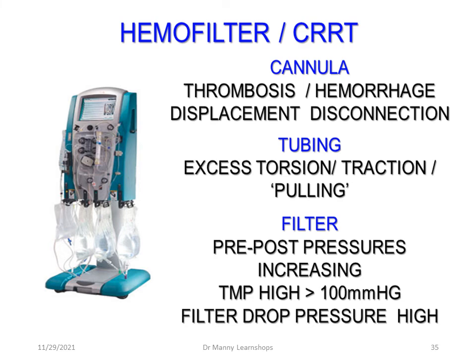Now, when it comes to the Hemo Filter or continuous renal replacement therapy, the cannula, you can have thrombosis and hemorrhage occurring, displacement or disconnection. The tubing, there can be excess torsion or traction or pulling. The filter, pressures can be wrong, incorrect. They can be increasing. The transmembrane pressure, pre and post, can be increasing, greater than 100 millimeters of mercury. Or the filter drop pressure could be high.